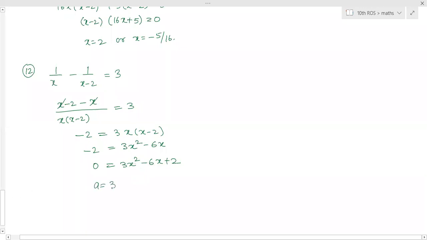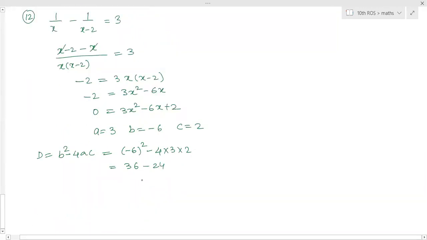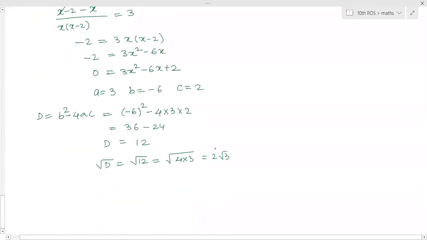So a is equal to 3, b is equal to minus 6, and c is equal to 2. First find the value of D, that is b square minus 4ac. Minus 6 square minus 4 into 3 into 2. This is 36 minus 24, which is equal to 12. So D we got 12. That means the square root of 12 is needed. We can simplify this as 4 into 3, that is 2 root 3. So root D, that is the square root of b square minus 4ac, is 2 root 3.